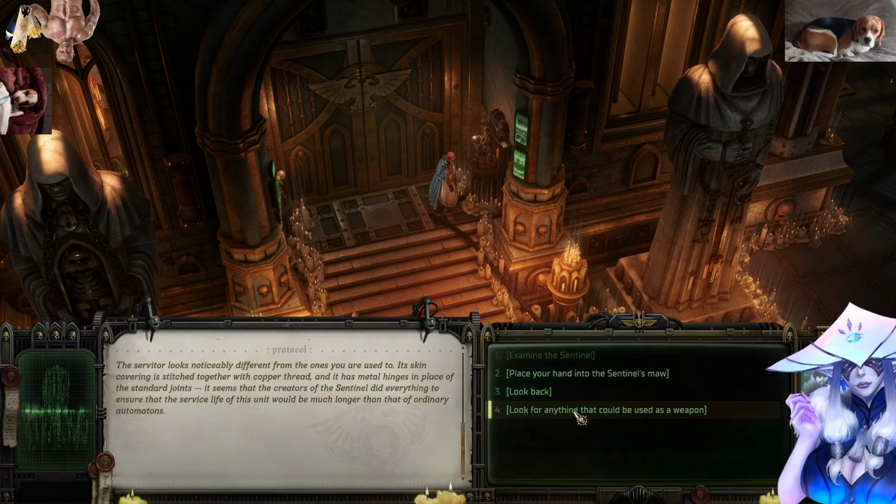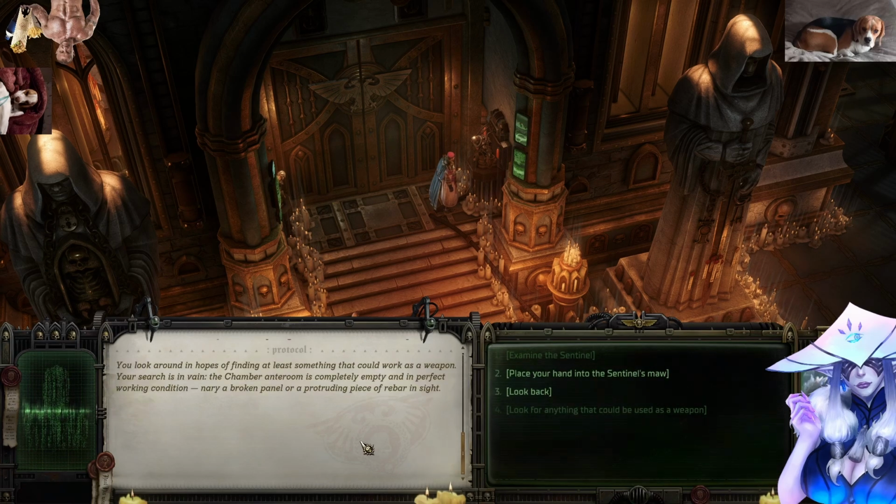Look for anything that could be used as a weapon. You look around in hopes of finding something that could work as a weapon. Your search is vain. The chamber anteroom is completely empty and in perfect working condition. Nary a broken panel or a protruding piece of rebar inside. Look back.